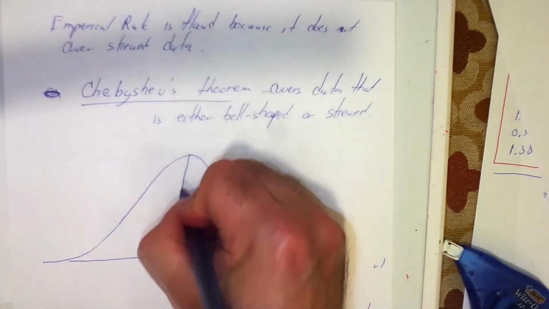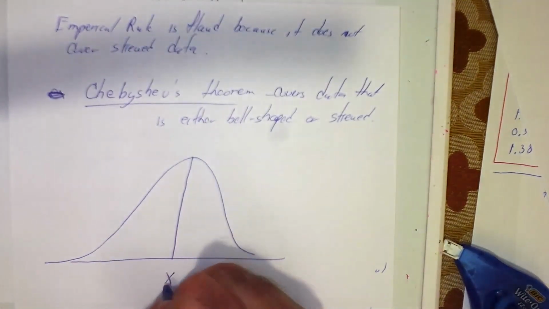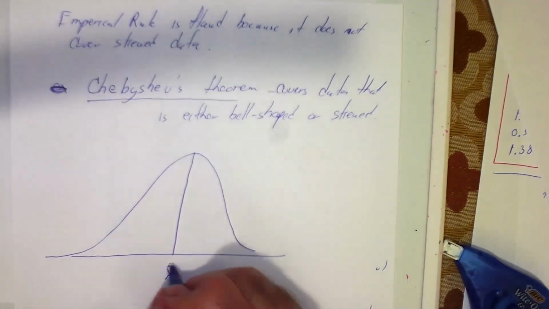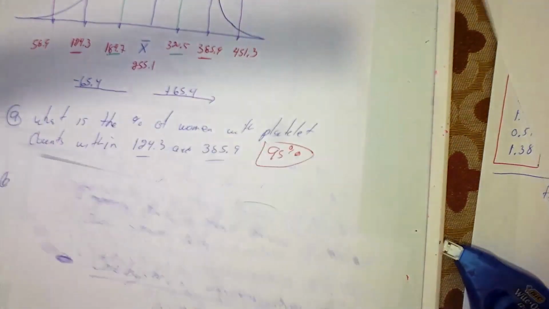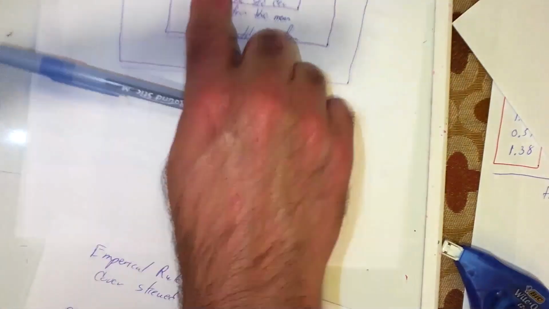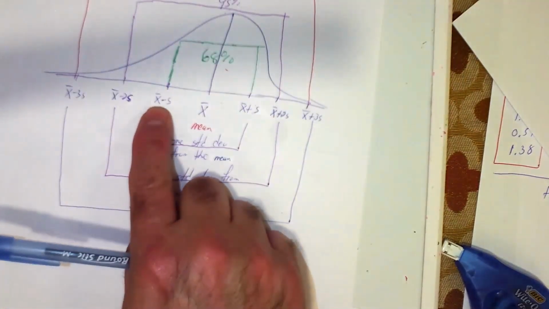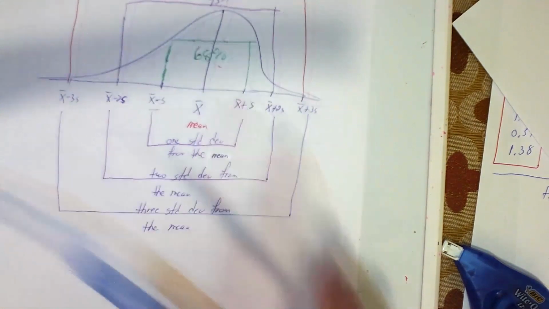So he still put the mean here. That's cool. But he skips the first standard deviation. You know how we did the first standard deviation? We did x bar minus x, x bar plus x. Well, he doesn't believe in it.